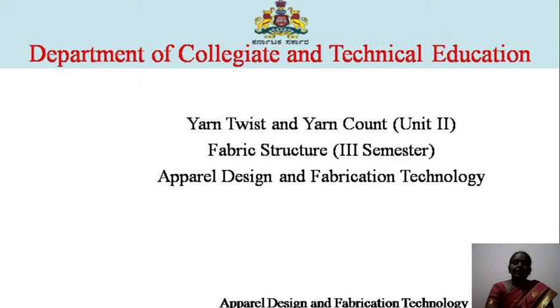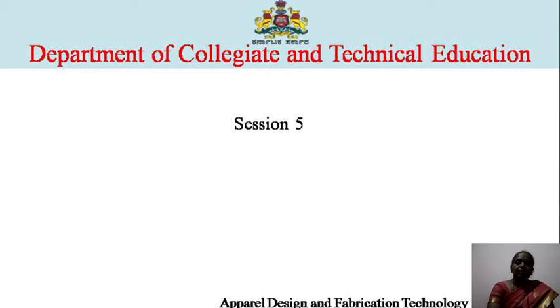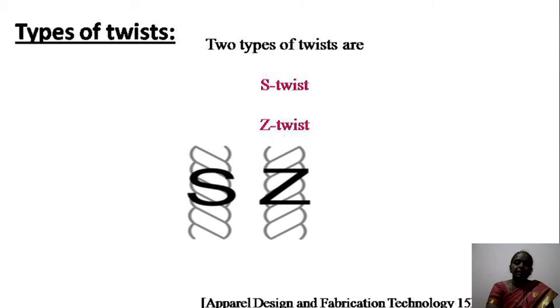In the second unit, we already discussed the importance and objectives of twist, types of twist, and what a yarn count is. Yarn count is the numerical expression of fineness or coarseness of the yarn. Today's session is the fifth session.